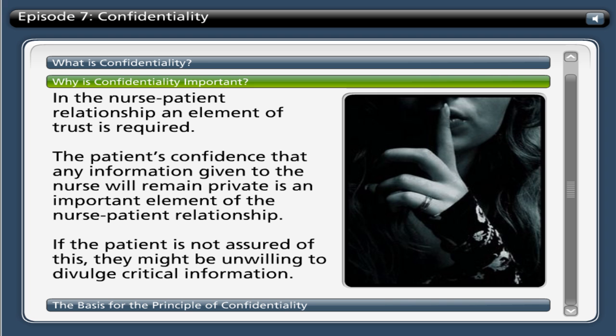Why is confidentiality important? Nurses safeguard patients' right to privacy by protecting information of a confidential nature. Also, the nurse safeguards the patient's right to privacy by judiciously protecting information of a confidential nature, because without such assurance, the patient might be unwilling to divulge information critical to his or her care.